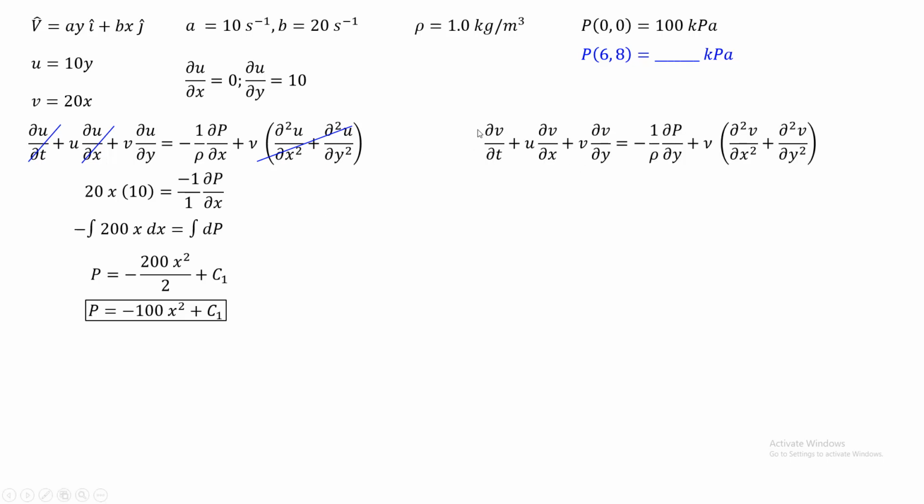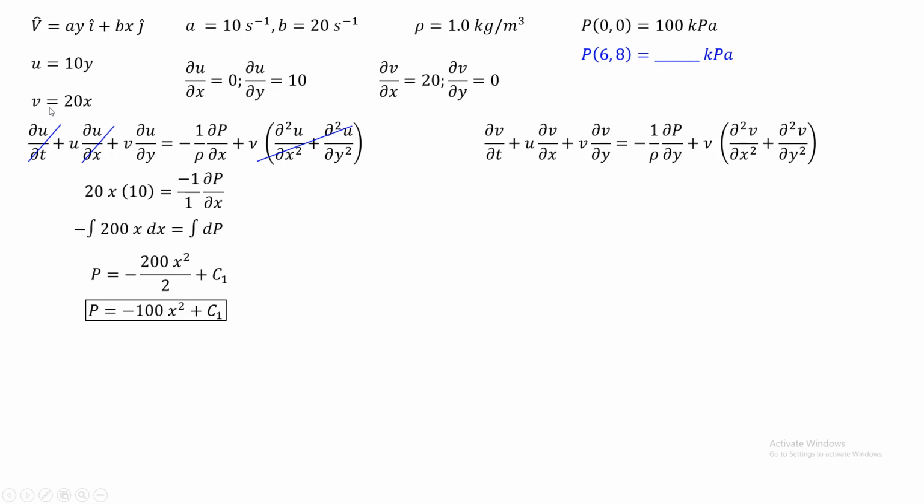This is the y momentum equation: ∂v/∂t + u ∂v/∂x + v ∂v/∂y = -(1/ρ) ∂p/∂y + ν(∂²v/∂x² + ∂²v/∂y²), right? So here also our unsteady term will get cancelled, and our ∂v/∂x will become 20 because we have a function as 20x.